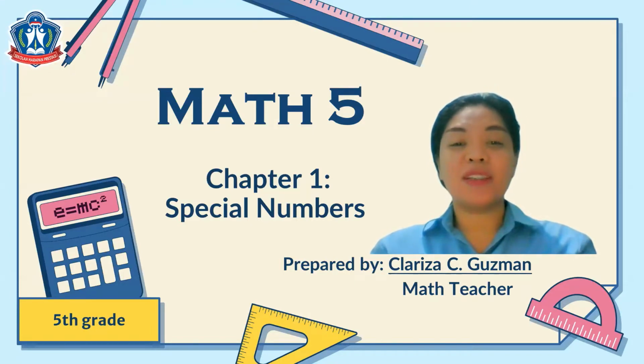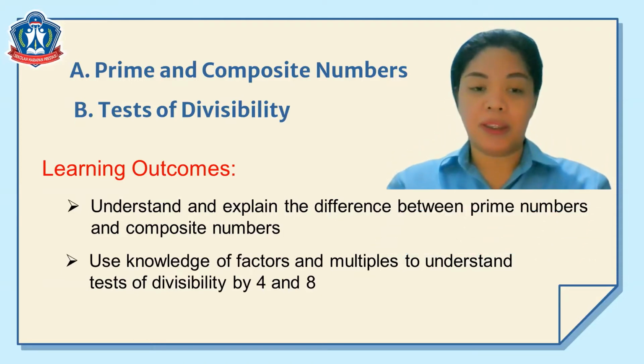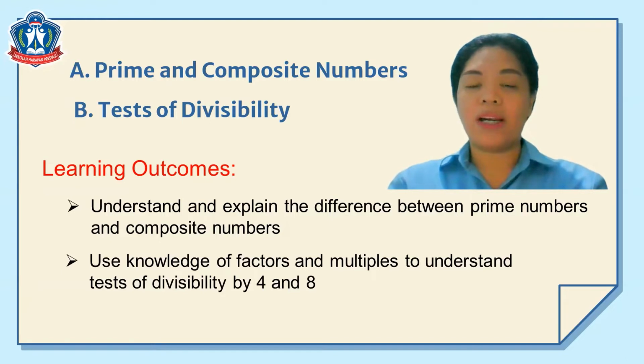In this video, we will start learning Chapter 1, and it talks about special numbers. In this chapter, you will learn two lessons. Lesson A talks about prime and composite numbers, and Lesson B, test of divisibility. The learning outcomes for these lessons are to understand and explain the difference between prime numbers and composite numbers, and to use knowledge of factors and multiples to understand test of divisibility by 4 and 8.